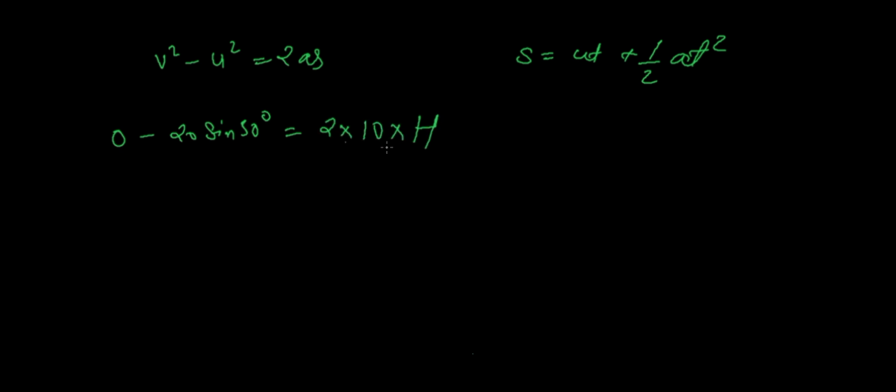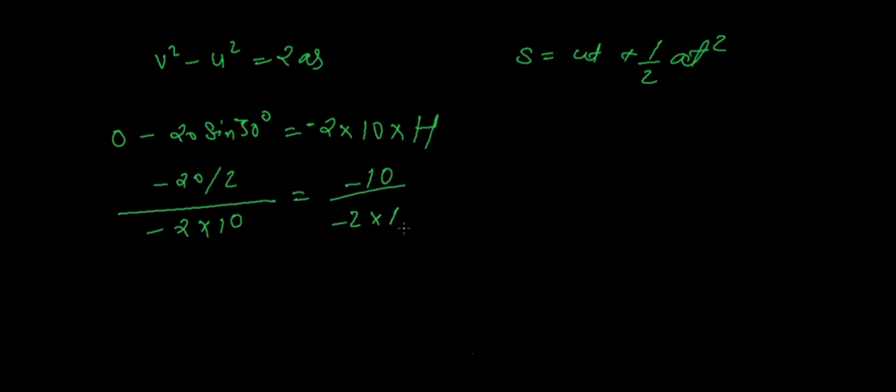We have everything, we have to find now h, and gravity is in the downward direction, so we will apply a minus sign here. So 20 sine 30 degree is 20 divided by 2, so minus 10 squared upon minus 2 into 10. 20 divided by 2 is 10, and 2 into 10, we will have 10 and 10 cut out, and we get 1 by 2 meter is the height. 1 by 2 is the maximum height.